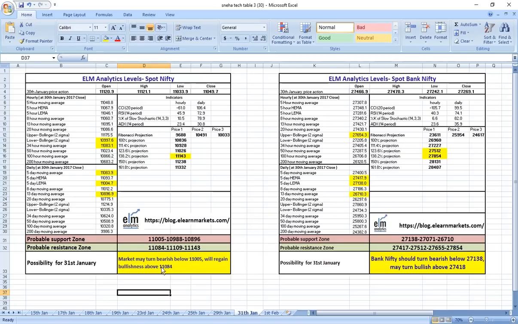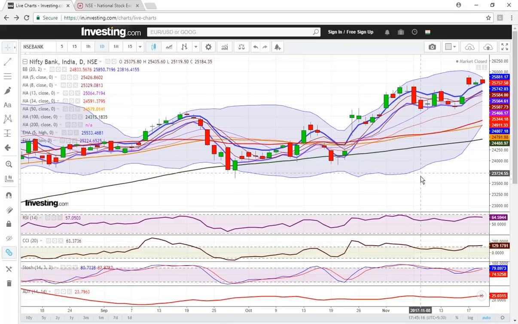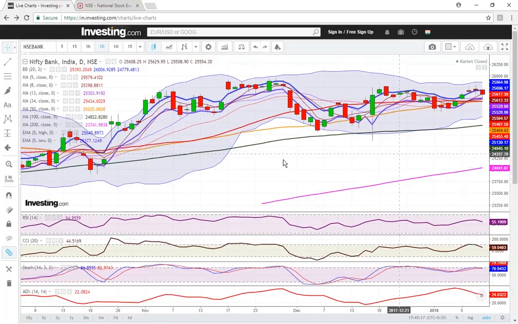Like for yesterday, if you see that the 5-day low EMA was 11,005 and 5-day high EMA was 11,084. So those were the markers in our table. But apart from that, we also mentioned, based on our understanding of the market, if it is going bullish and bearish.